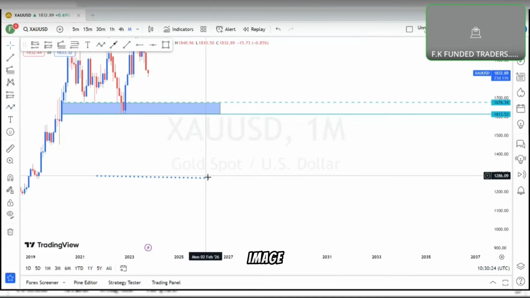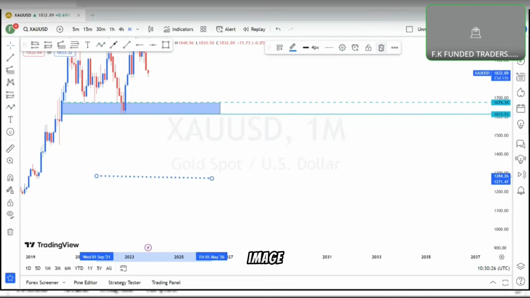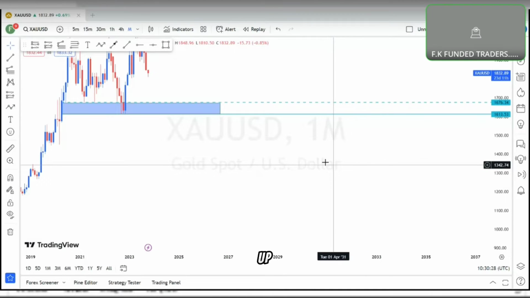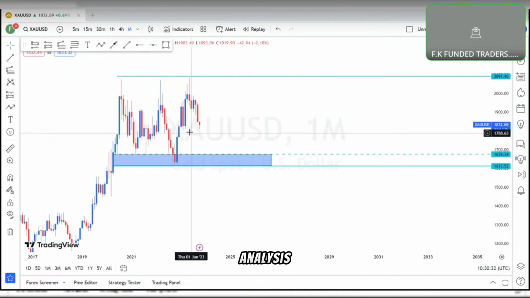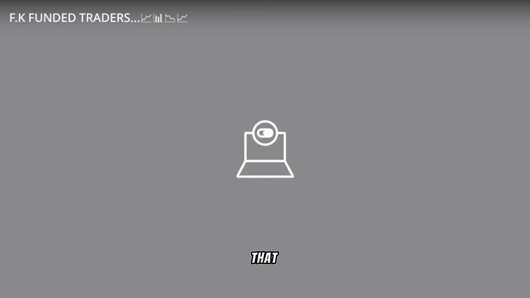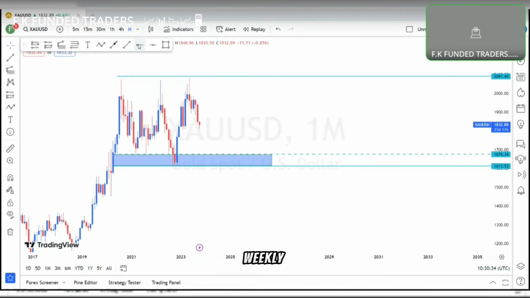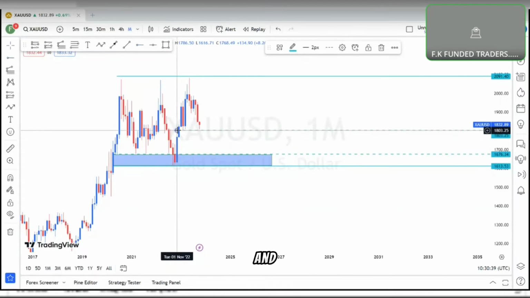So that was the image. Then after showing you guys the image, we had to clear up the chart so that we proceed with the analysis. This analysis that we are doing is a weekly analysis that we are going to trade throughout the week, and I remember we had to look at that analysis before we look at it.